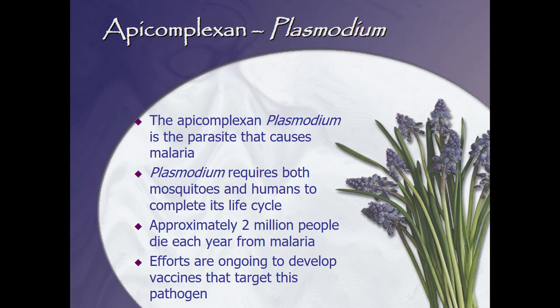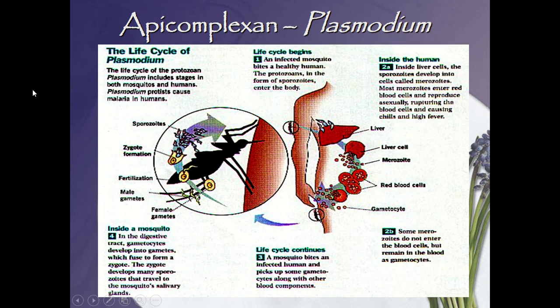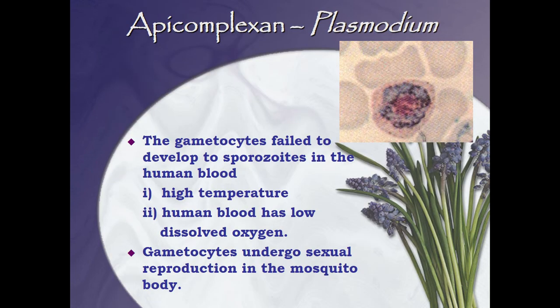Last but not least is the apicomplexan parasite Plasmodium species. Plasmodium species can cause a disease called malaria, in which Plasmodium has three forms in the life cycle. The first one is the sporozoite, the second one is the merozoite, and the third one is the gametocyte. This is the life cycle of the Plasmodium that can cause malaria disease. And this is how it looks like. The gametocyte fails to develop in human blood because human blood has a high temperature and low dissolved oxygen. So the gametocyte undergoes sexual reproduction in the mosquito body.